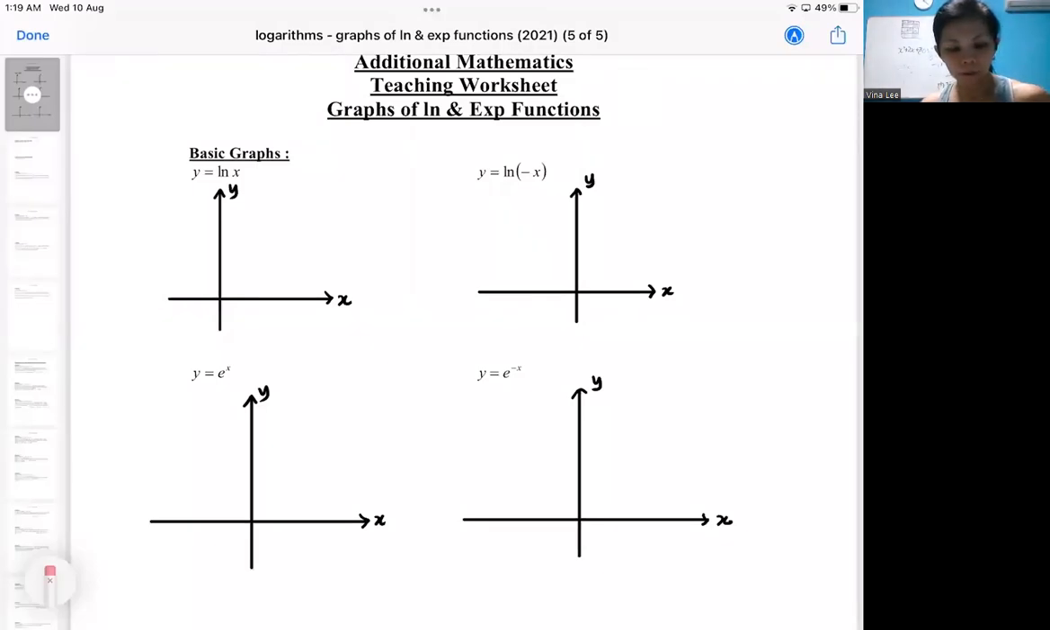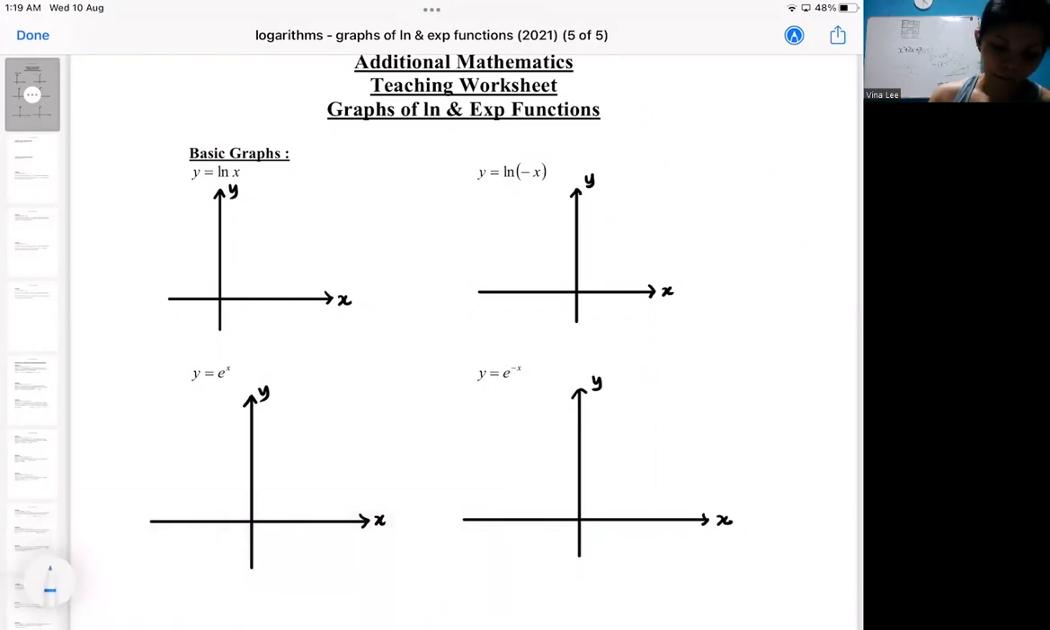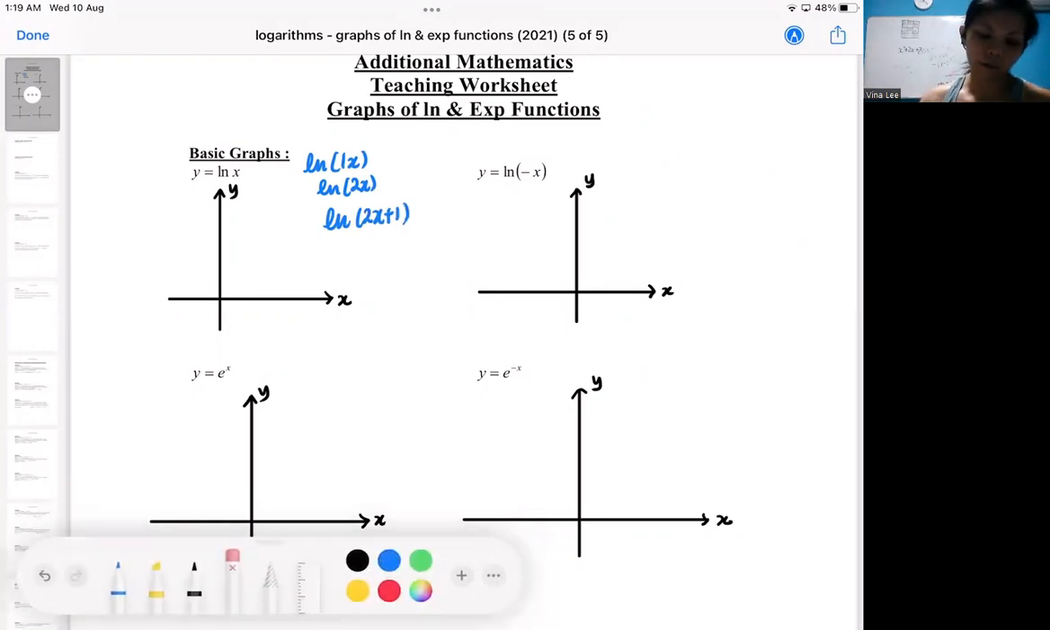Okay, so in this video, we will look at the general shape of the log graph and exponential graph. Generally, we'll look at the coefficient of x. So for ln x, the coefficient is positive. So it's something like ln 1x. It can be ln 2x. It can be ln 2x plus 1. So generally you look at the coefficient.